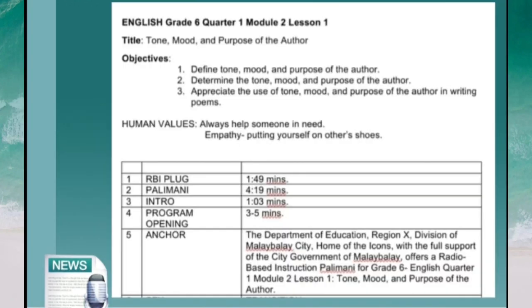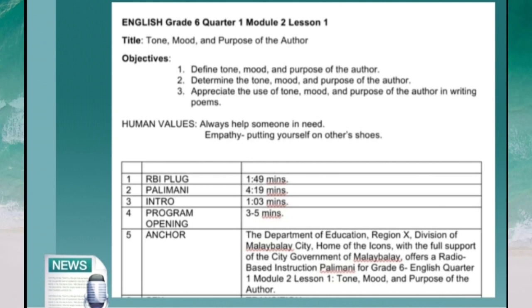English grade 6, quarter 1, module 2, lesson 1. The title is Tone, Mood and Purpose of the Author. Objectives: 1. Define tone, mood and purpose of the author. 2. Determine the tone, mood, and purpose of the author. And 3. Appreciate the use of tone, mood, and purpose of the author in writing poems. Human values to be inserted are always help someone in need, and also about empathy, putting yourself in others' shoes.